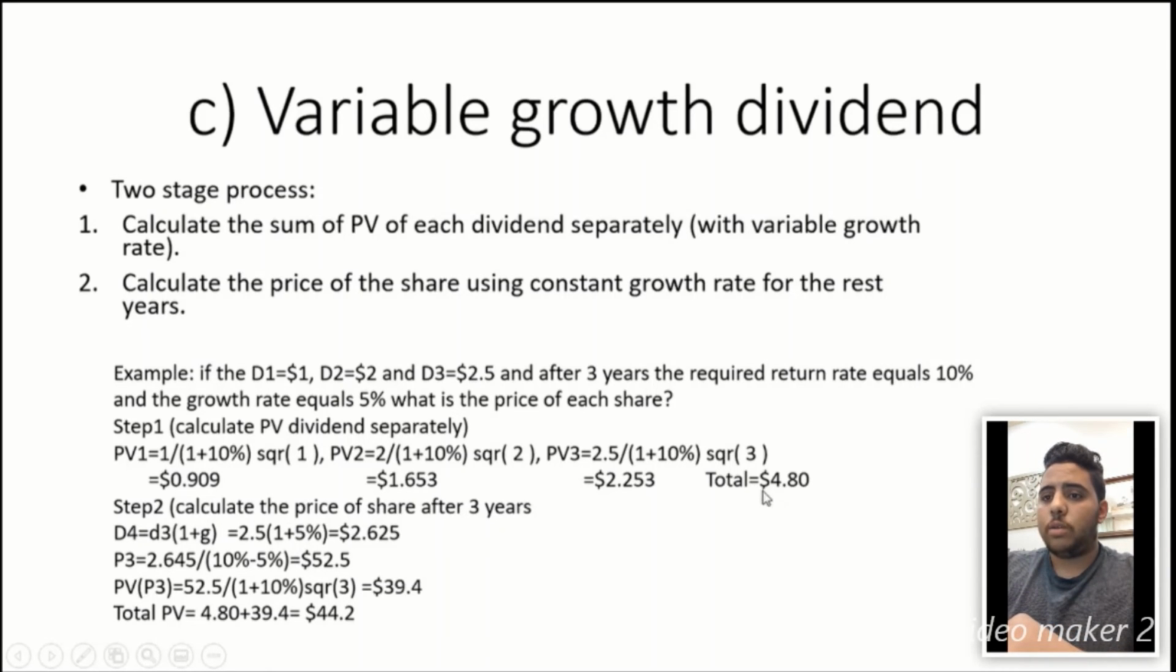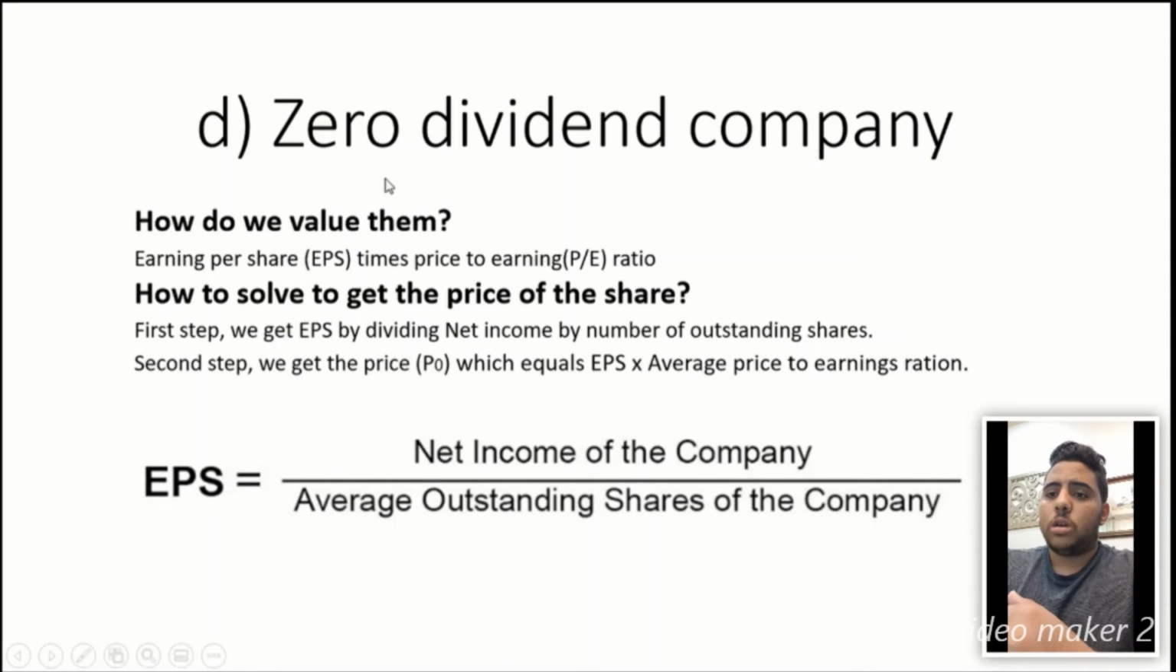Last, we have the zero dividend companies. That's very simple. That's when the company doesn't give a dividend. Simply we get it by the earnings per share times the price to earnings ratio. How? We have to get the EPS, the earnings per share. How do we get it? We get it by net income of the company over the average outstanding shares.